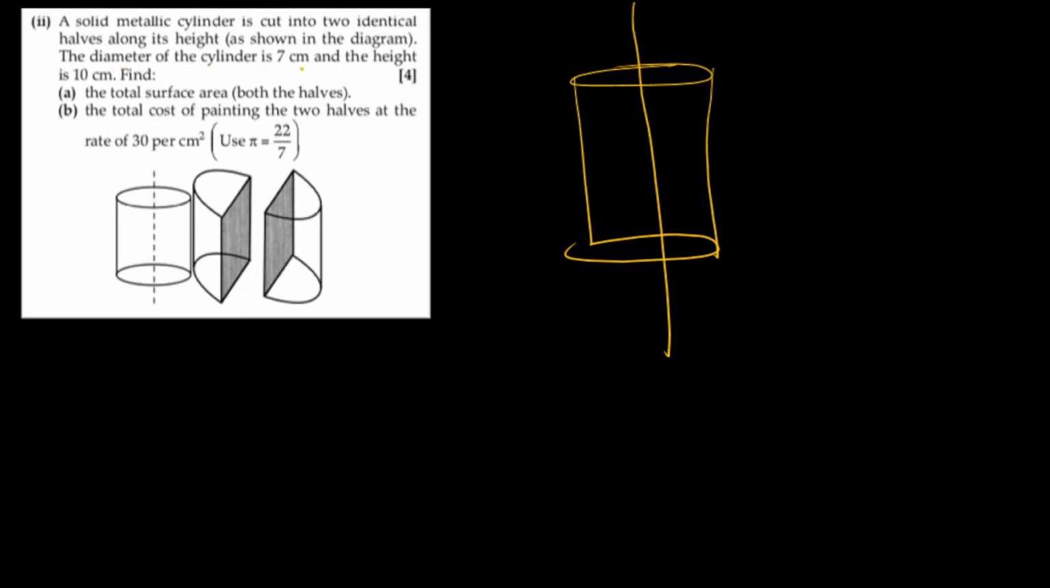So the diameter of the cylinder is given to us. Diameter of the cylinder is given as 7 centimeter, and height is 10 centimeter. Height of the cylinder is 10 centimeter. Find the total surface area of both the halves. Total surface area of both the halves you have to find.